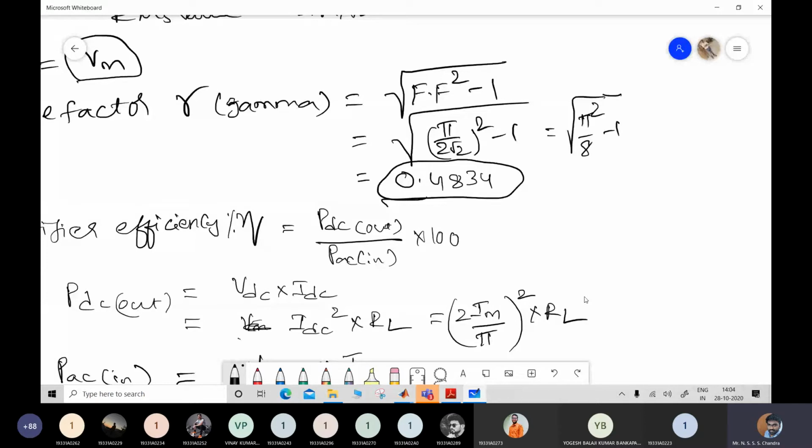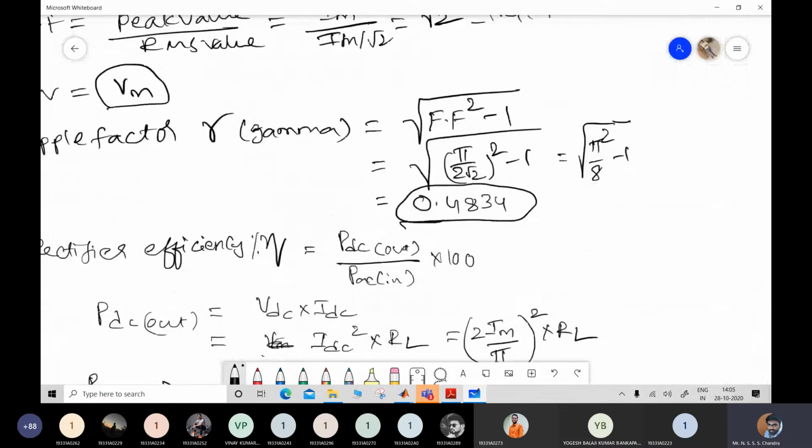Okay, so the only thing you need to know from this term gamma is that gamma is ripple factor, and we need to have very low ripple content in our waveform, and we need to have a very high rectifier efficiency. Efficiency of the rectifier should be high, whereas gamma should be low. So compared to half wave rectifier, your full wave bridge rectifier is much better.